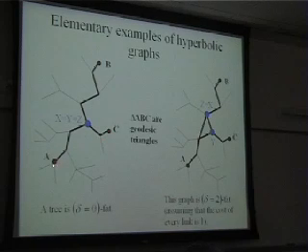I'm giving you a little bit more feeling as to what delta hyperbolic is. Okay, this is a tree. And then you could easily see that on a tree, any triangle would have delta equal to 0.